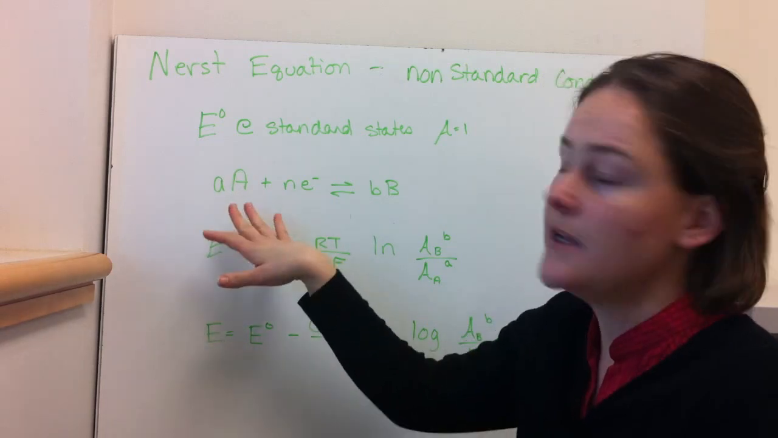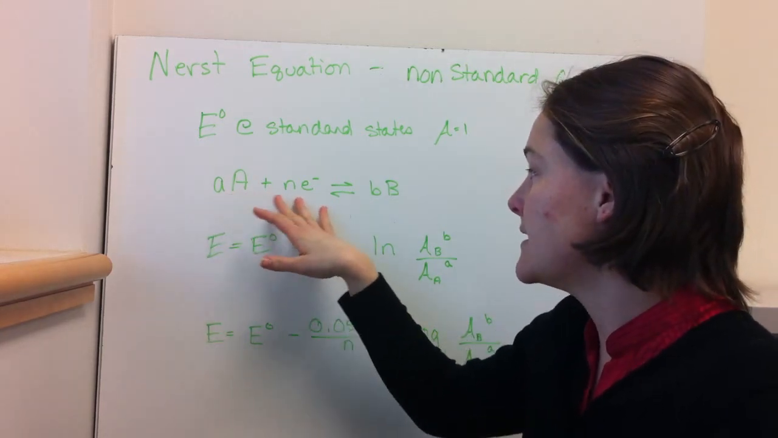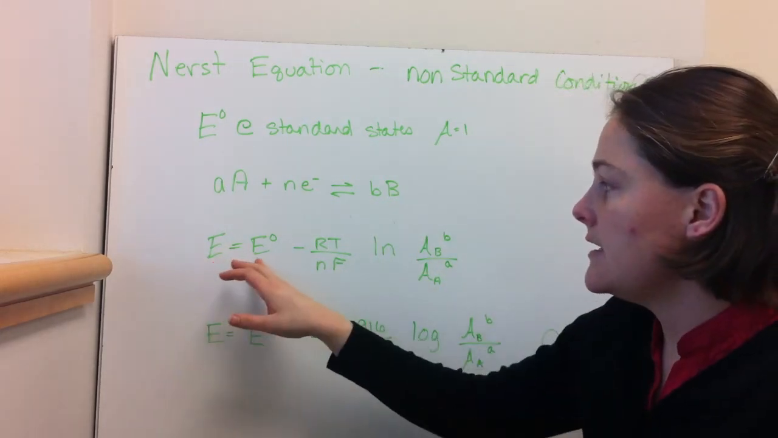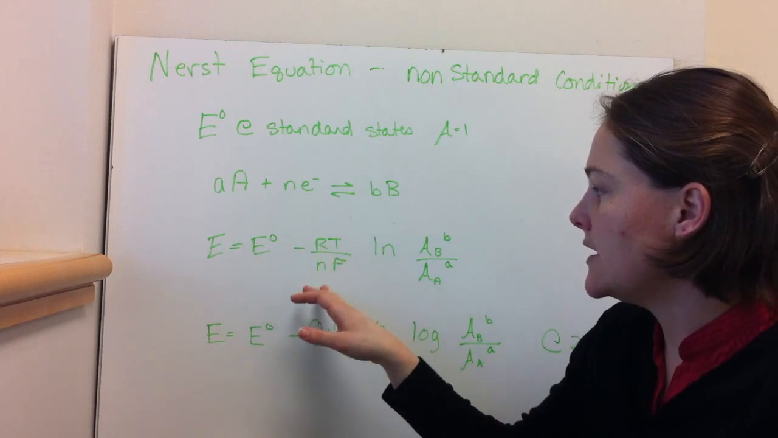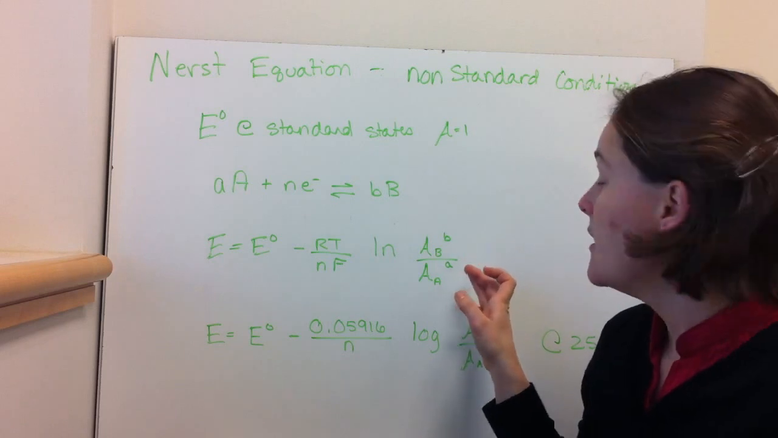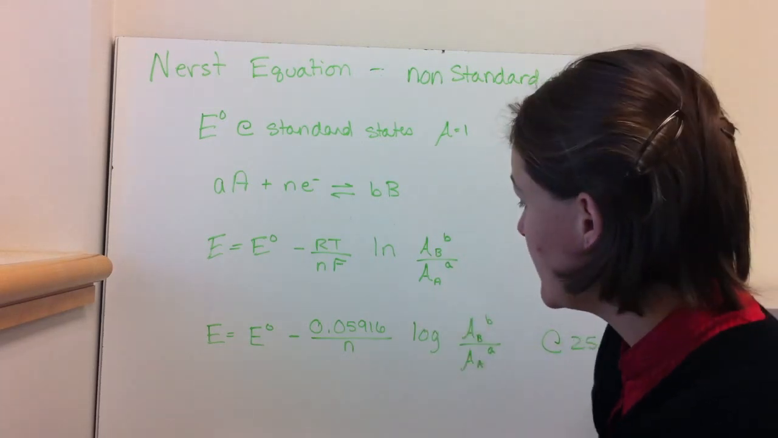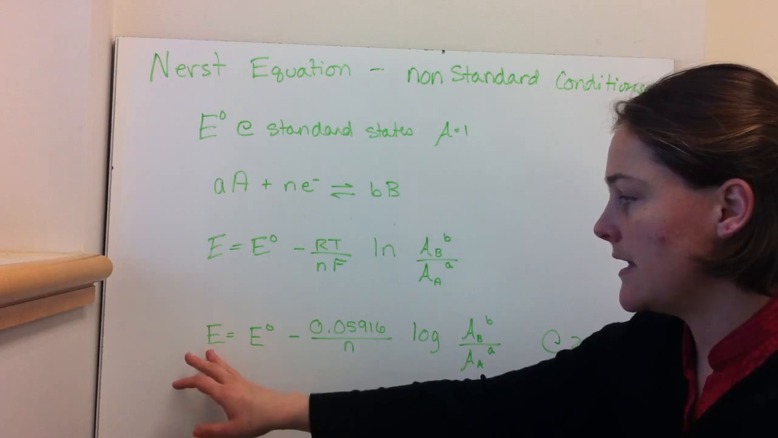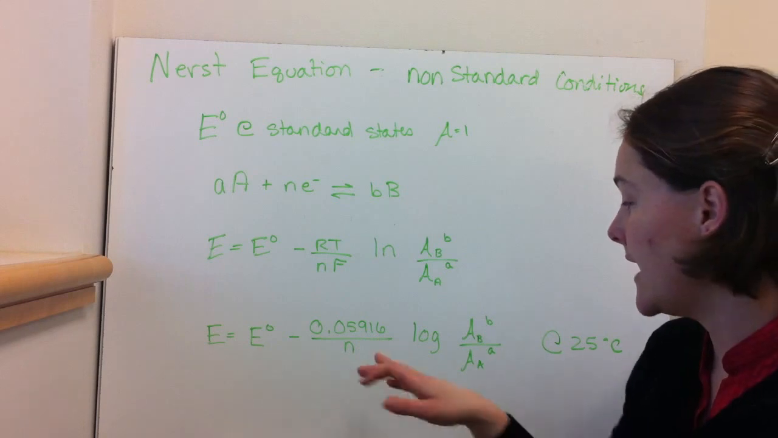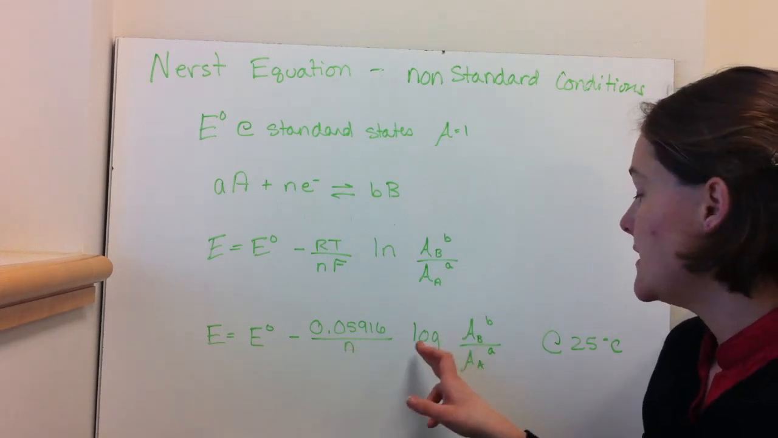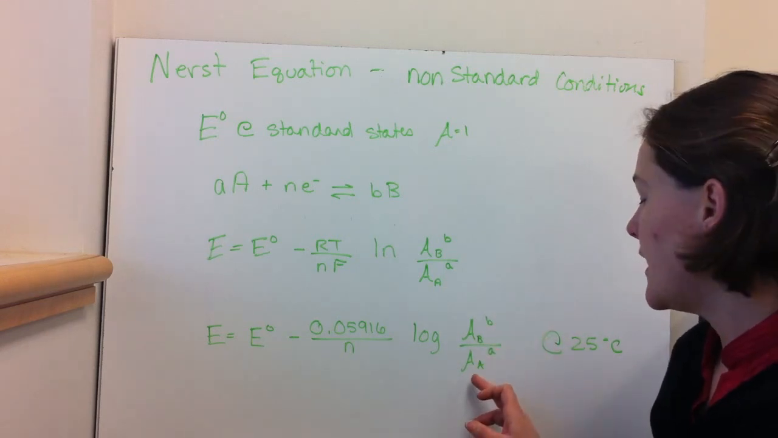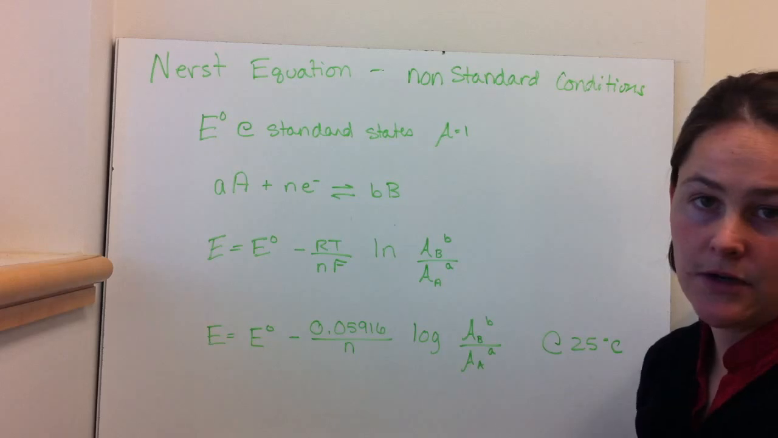So if we consider the equation, A plus some number of electrons goes to B, we can say that E equals E0 minus RT over NF ln of the activity of B to the b over the activity of A to the a. We can simplify this equation, saying that E equals E0 minus 0.05916 over N, the number of electrons that are transferred, times log of the activity of B to the b over the activity of A to the a, and that's at 25 degrees C.